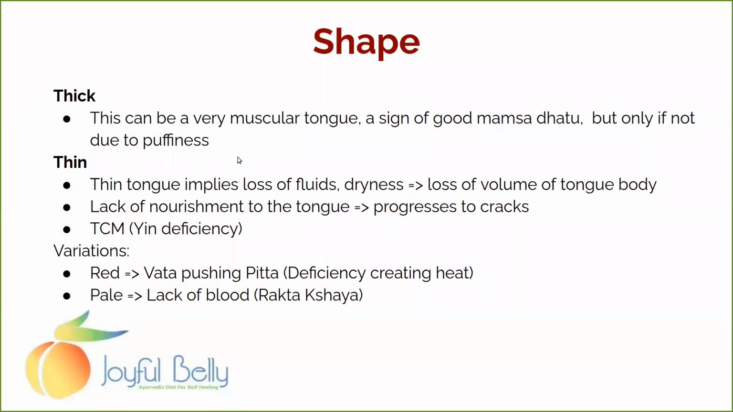If the tongue is very thick, that means it's a very muscular tongue. If it's not swollen and puffy, but has good tone and is thick, it's a muscular tongue. If the tongue is very thin, that points to dryness and points to more vata, a general deficiency person, a lean person.